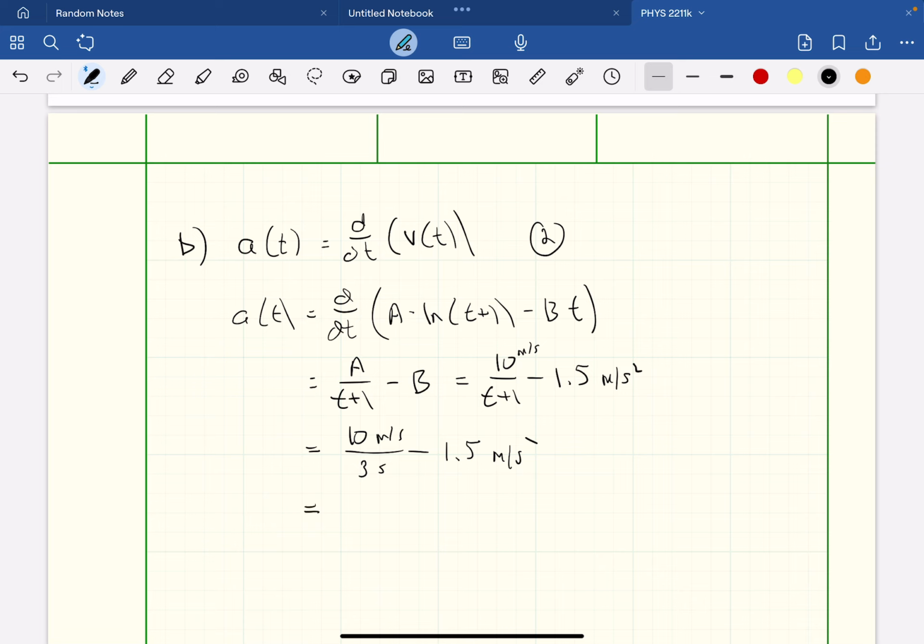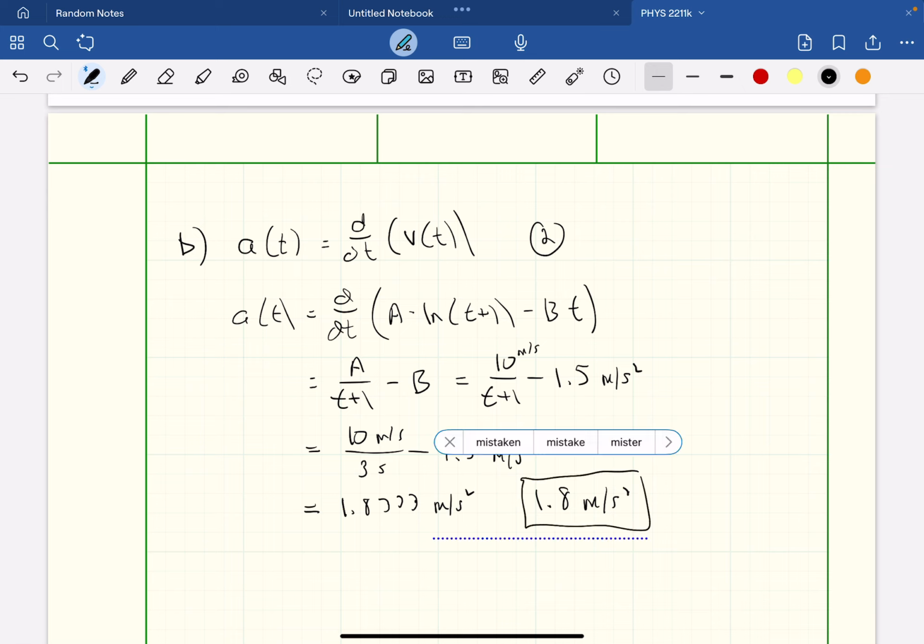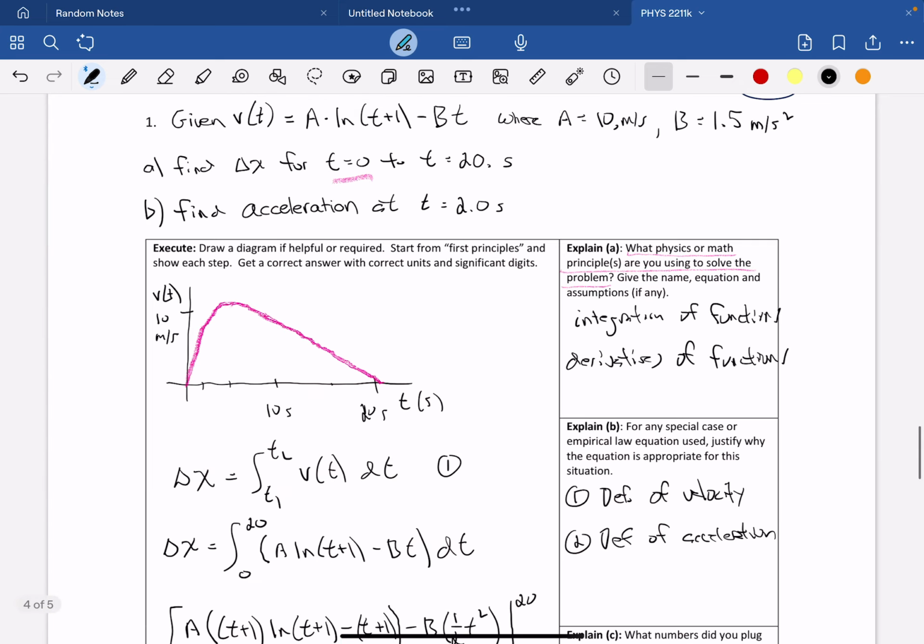Plugging that into my calculator, I get 1.8333 meters per second squared. Two significant digits, 1.8 meters per second squared is my acceleration at 2 seconds. All right, and that means it's still speeding up. And when I look at my graph, I can tell it is, in fact, still speeding up at 2 seconds. So my answer seems reasonable.